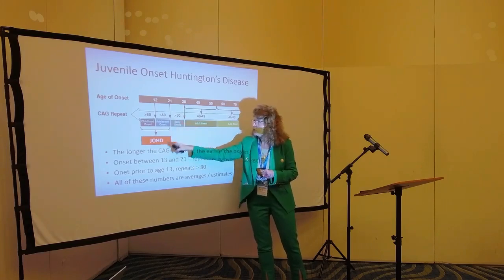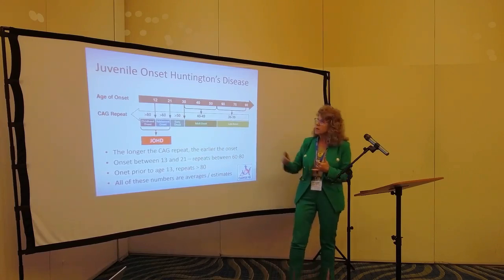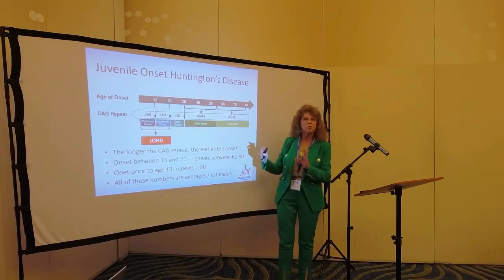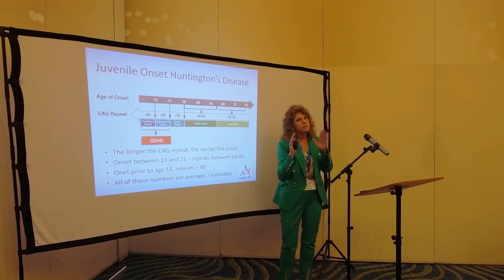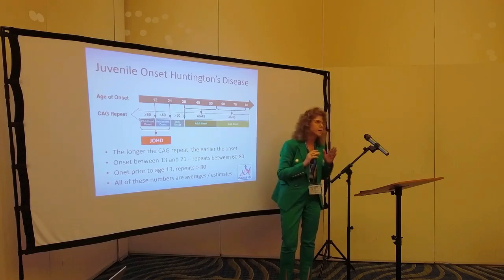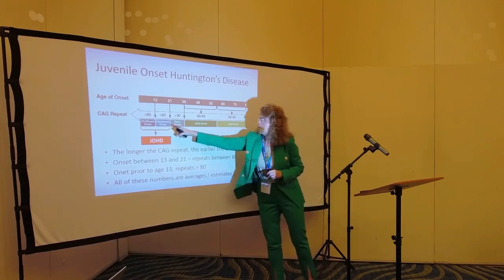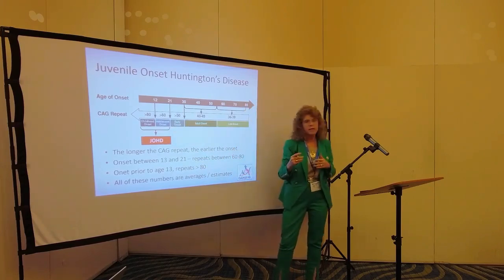And then the clear definition of JoHD: if the diagnosis is before 21. But we also break that down a little bit. If you have a diagnosis between, I call 13, and in general 13 is a definition of puberty, that varies quite a bit, but in general, between 13 and 21, that would be adolescent onset. And repeats are typically between 60 and 80.